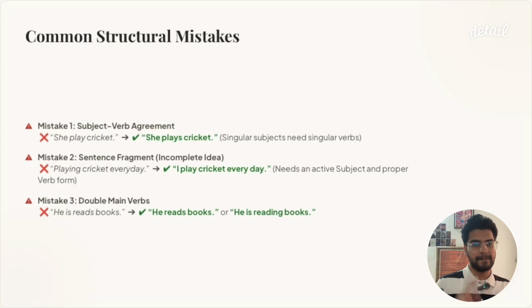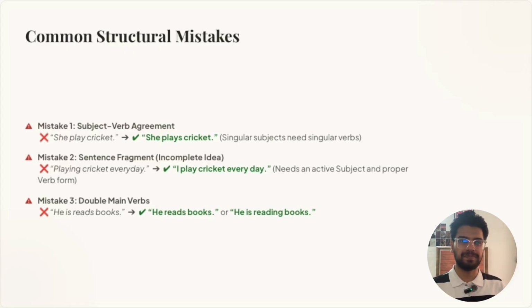Even I do. Mistake number 1. She play cricket. It's wrong. Why? Because singular subjects need singular verbs. Correct is she plays cricket. Mistake number 2. Playing cricket every day. It's an incomplete sentence, right? Because a sentence needs a subject and a proper verb form. So the correct form would be I play cricket every day.